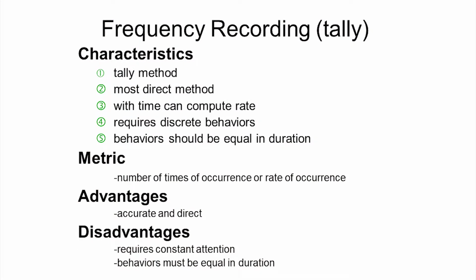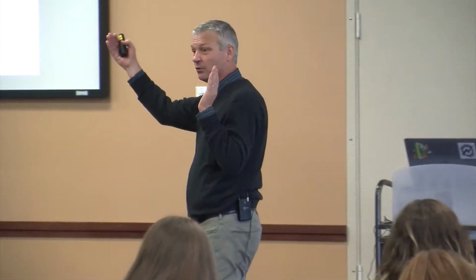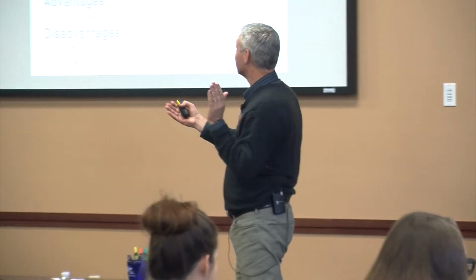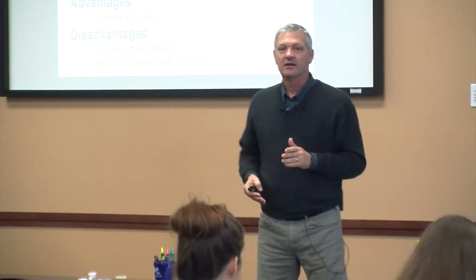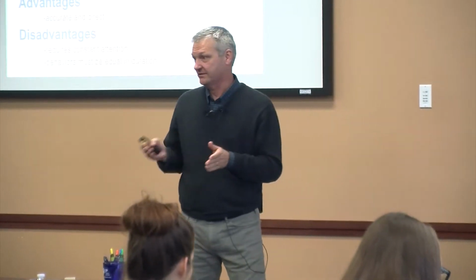The metric means how will we summarize the data. The metric of this is the number of times that it occurred. If you knew what time it was when you started and what time it was when you stopped watching, you could convert this into a rate and you could say X times per minute.